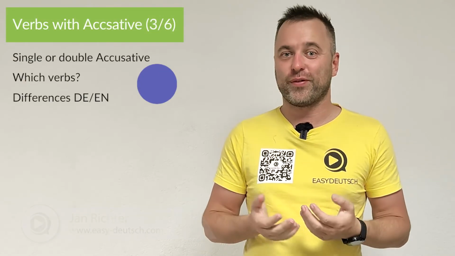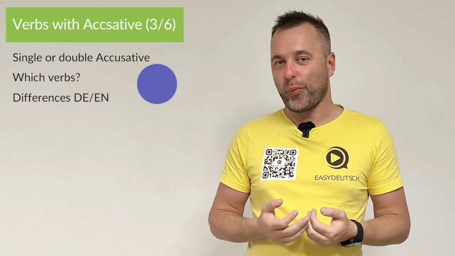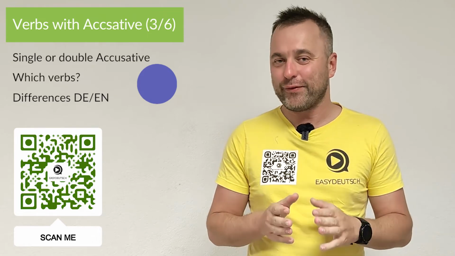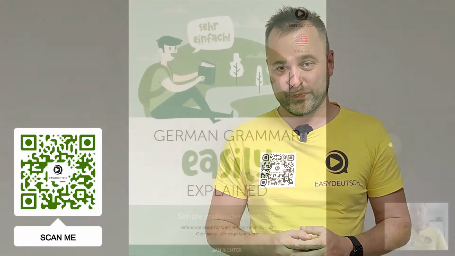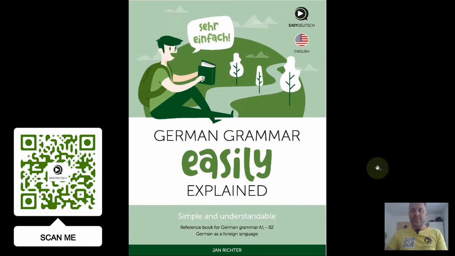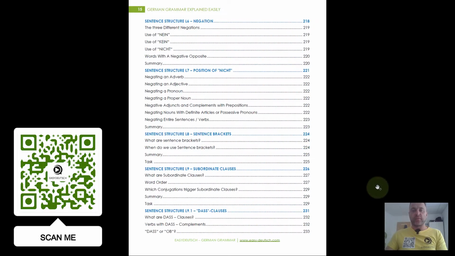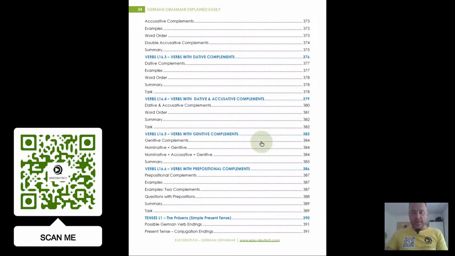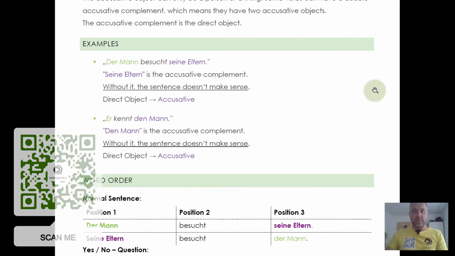Today's topic is Verben mit accusative, so verbs with accusative complement, aka accusative object. And with the help of my ebook, I will show you now everything you have to know. So let's switch into my ebook. So we're here now in my ebook, German Grammar Explained Easily. Today's topic is verbs with accusative objects, so Verben mit accusativ. Let's find the lesson here in my table of content. There we go. So let's zoom in.